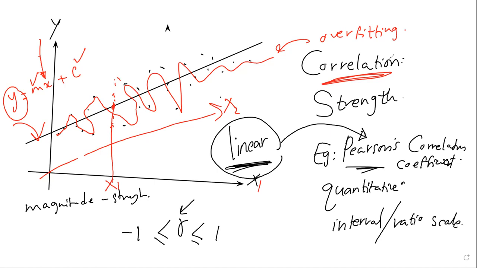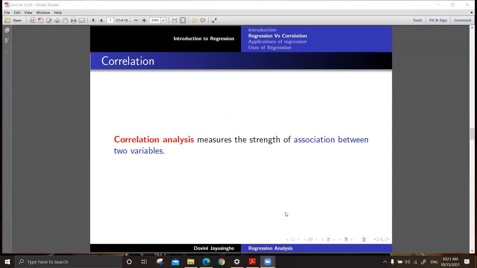Okay, so this is the motivation for regression, going one step ahead from the correlation analysis. So yeah, correlation analysis measures the strength of association between two variables. When it comes to Pearson's, it has to be interval or ratio scale and quantitative.